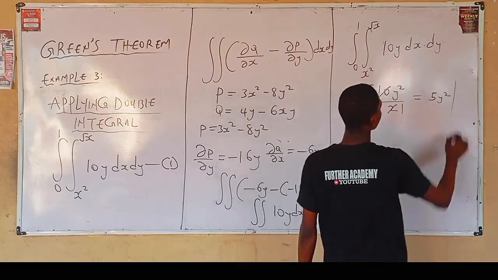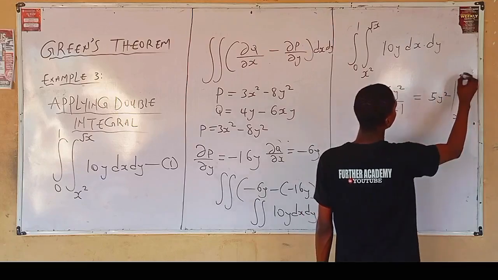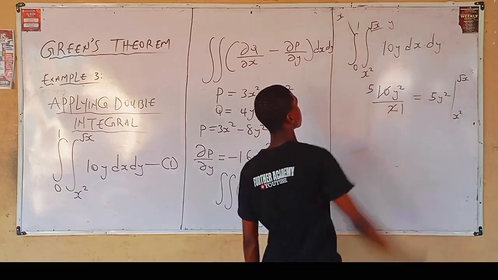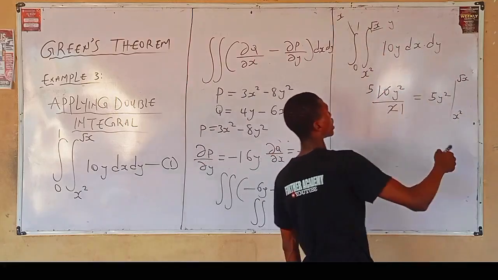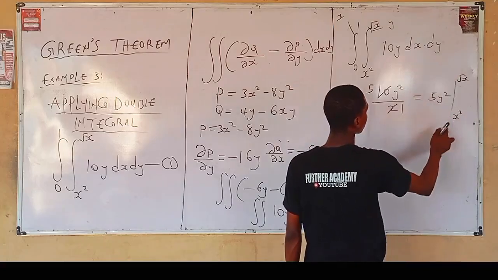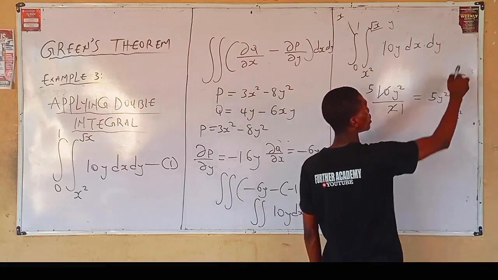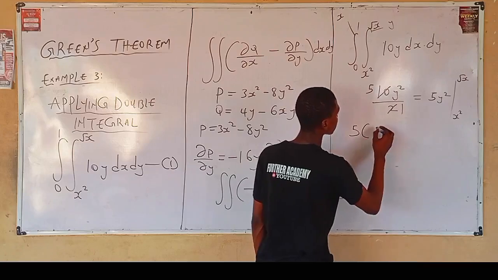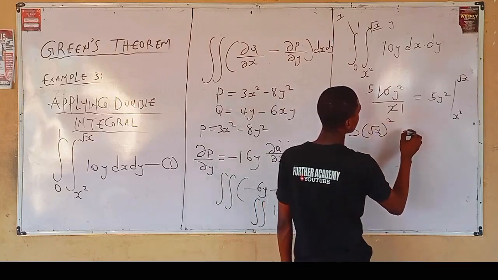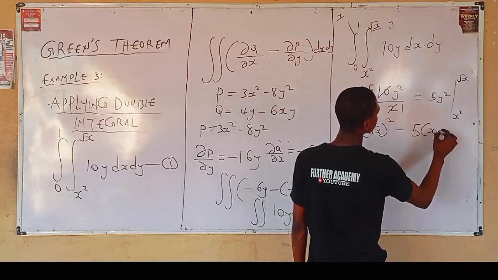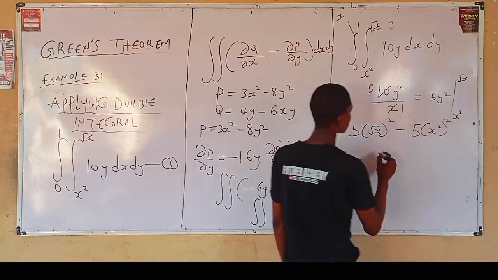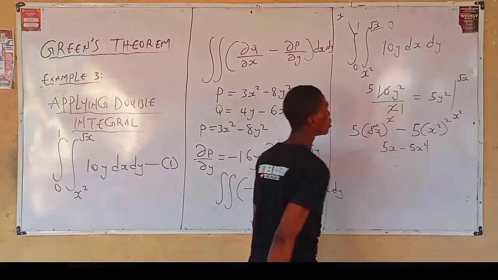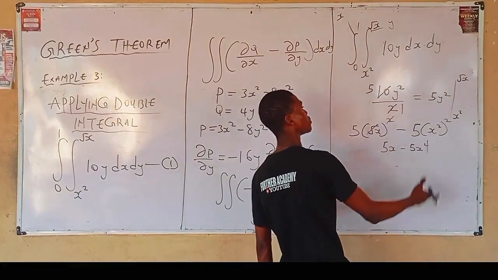So you've integrated with respect to y and got 5y squared. Substitute the limit of y, meaning x squared and square root of x. Anywhere I see y, substitute this. So you have 5 in bracket square root of x squared minus 5 in bracket x squared squared. This cancels out and you have 5x minus 5x raised to the power 4. So you've integrated with respect to y and substituted your lower and upper limit.